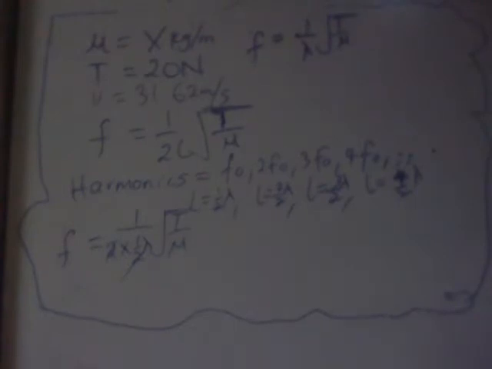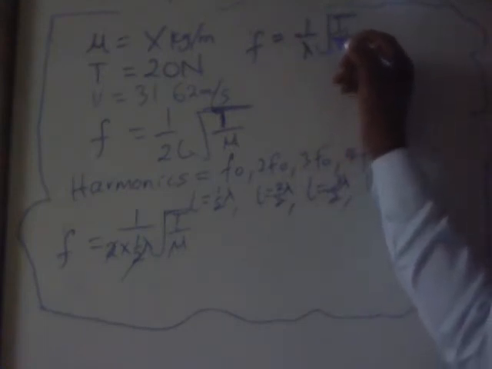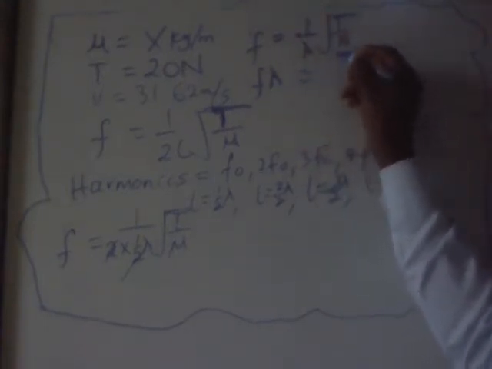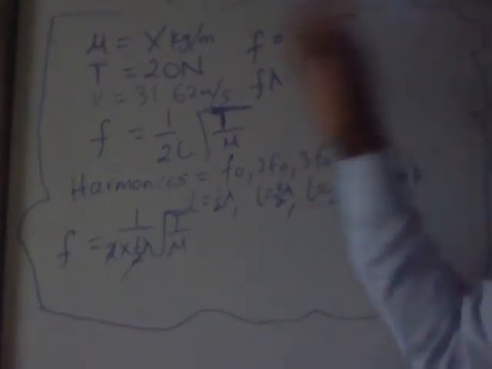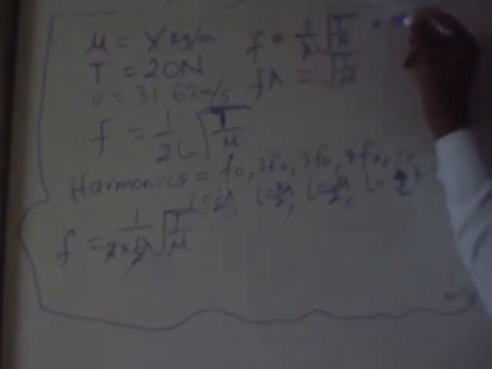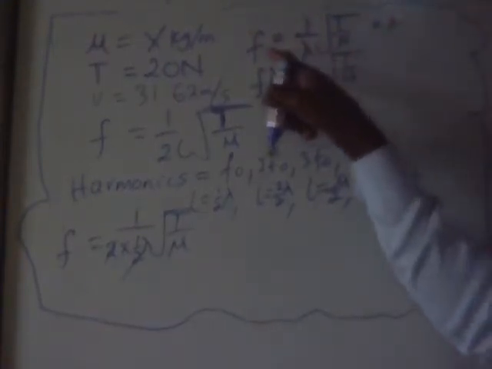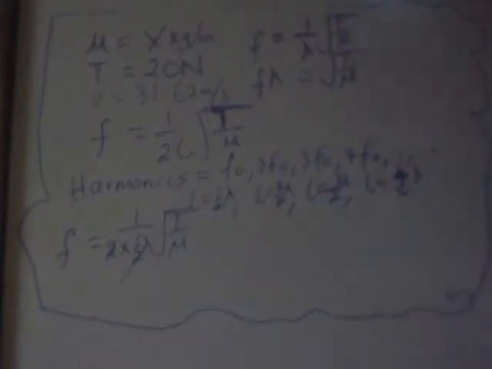Now let me multiply both sides by lambda. I want the lambda to come here. When you multiply both sides by lambda, this one times lambda will cancel lambda, and then this one times lambda is this. That's the meaning of multiplying both sides by lambda. So F lambda equals the square root of tension over mass per unit length.